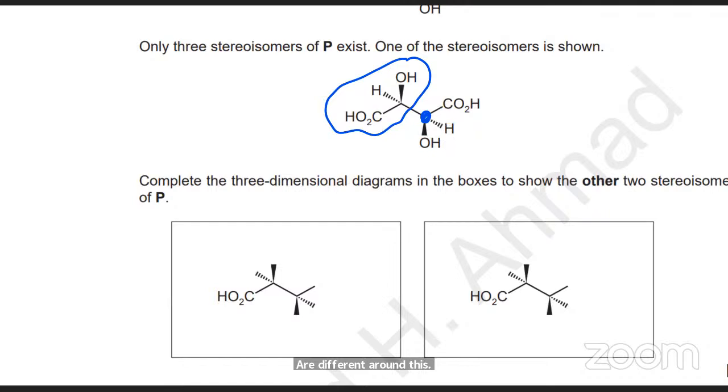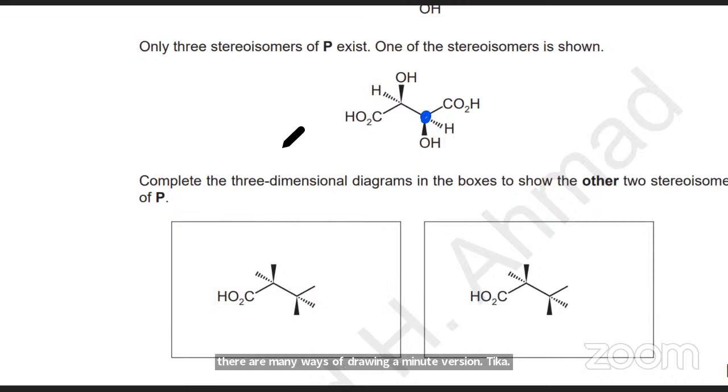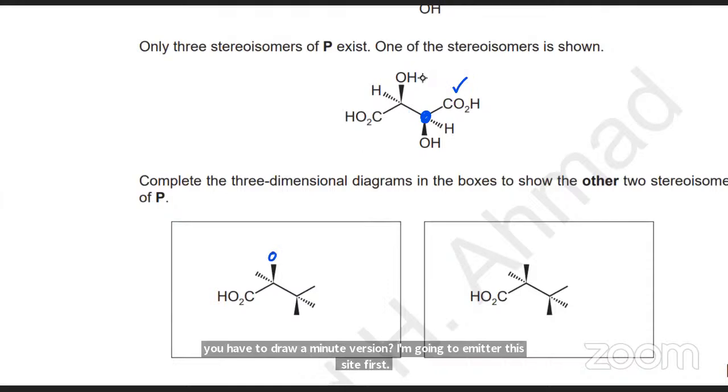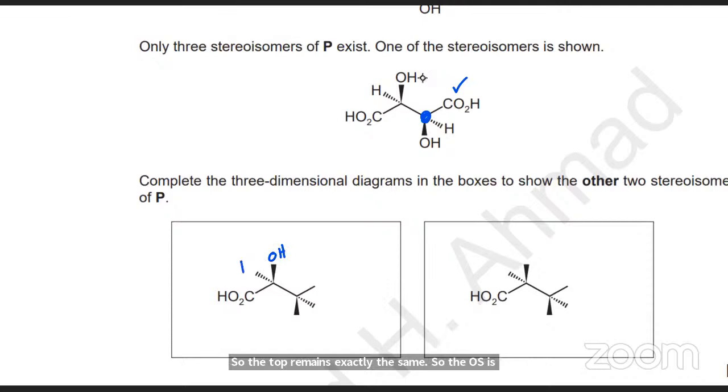Now, there are many ways of drawing a mirrored version. Okay, one way to draw this is, okay, I have to draw a mirrored version. I'm going to mirror this side first. So the top remains exactly the same. So the OH is exactly where it is. The H is exactly where it is. Okay, this side is going to get mirrored. Now, one way to mirror this is, you've got many ways of mirroring a carbon atom. Okay, let me show you the three different ways to actually mirror a carbon atom. Let's say there is W, X, Y, and Z.